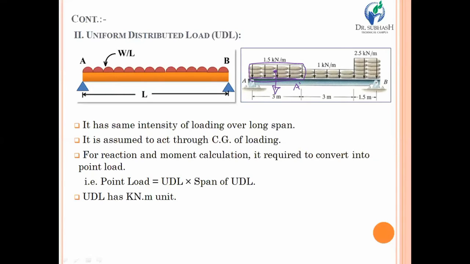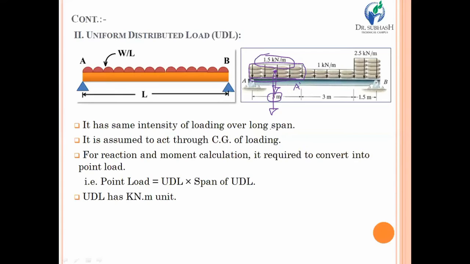But how? It's very simple. Point load is equal to UDL into span of UDL. Suppose over here you need to convert this 1.5 kilonewton per meter UDL into point load. You just have to multiply the 1.5 kilonewton per meter UDL with the span over which it acts. That means 1.5 into 3, that means 4.5 kilonewton is the point load. That is converted and acts through the center of gravity of that particular span. So this is about the conversion of the UDL into point load.